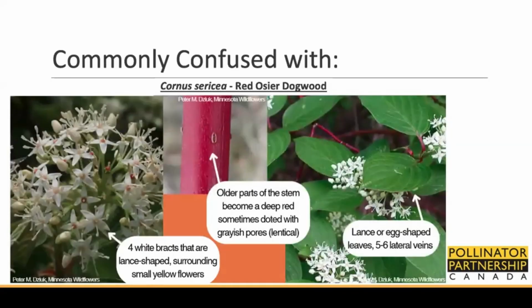The flowers of red osier dogwood are umbel-shaped with four white bracts that are often mistaken for flower petals, so quite different from the spherical flowers of the buttonbush. The flowers and berries present on dogwoods are pretty big distinguishers, and they're what you want to look for, as the leaves can look pretty similar and even the young stems can be deceiving. One last thing that's important to note is that in older parts of the stem, you'll see a red that's sometimes dotted with grayish pores, whereas buttonbush ages into a more bark-like gray appearance.